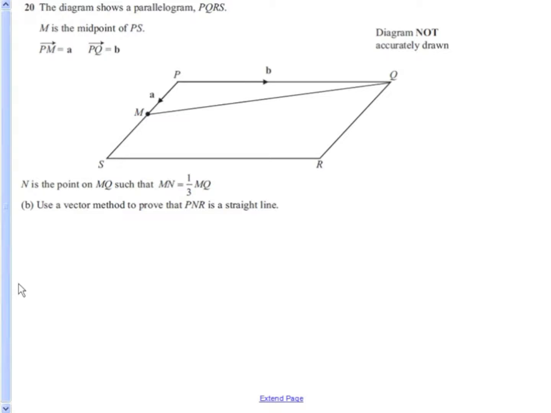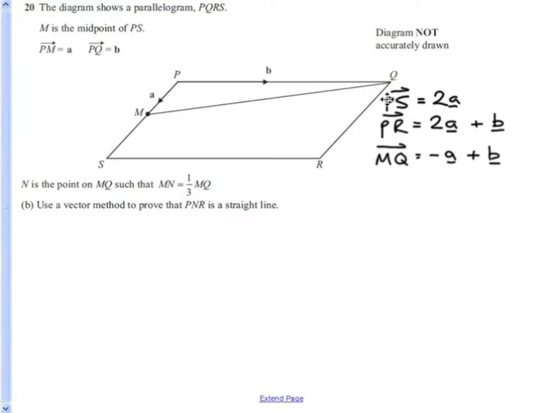Okay, so this is a question about vectors forming a parallelogram. Now, from part A of the question, we already know that P to S is two lots of A. From P to R takes two lots of A plus a B. And we also know that M to Q is going to be equal to going backwards along an A and forwards along a B, so minus A plus B.